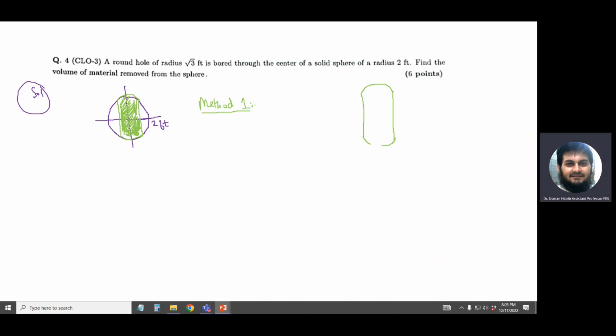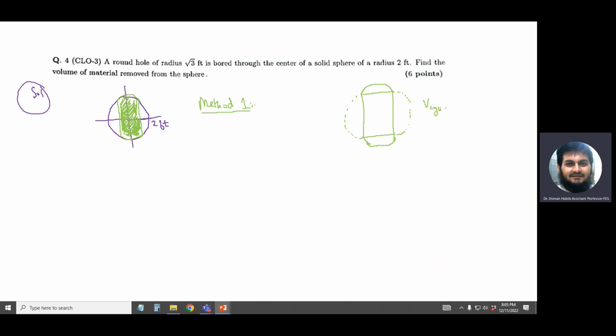Let me draw this again. To find the volume, we can easily see that this can be divided into three parts: 1, 2, and 3. The middle one is the cylinder, and the second one and the third one are the domes. And all around it, it's a sphere of radius 2. Let's talk about the volume of the cylinder in the middle.